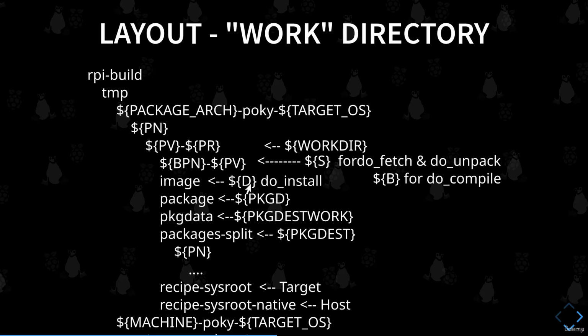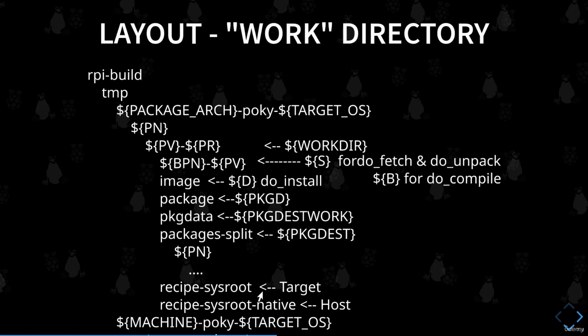The image directory is accessible by the D variable and is normally used by the do_install task. Also on the previous one, so we have S, which is referred to by the do_fetch and do_unpack, and B for the do_compile, so where it actually generates some of the artifacts. If the package is split into sub-packages, such as the case is for instance for systemd, which contains a lot of components, then we have subdirectories inside this package dest folder, which then repeat the same pattern for this top level directory.